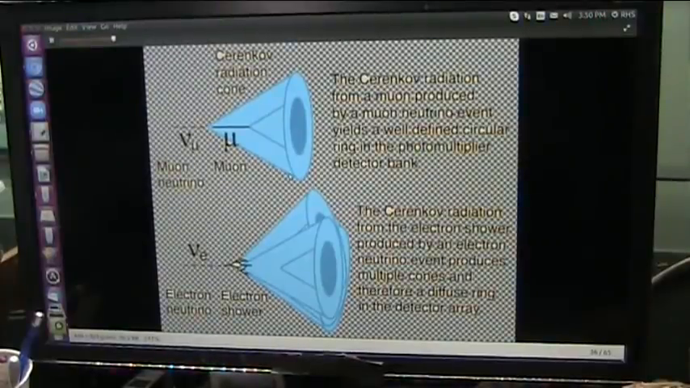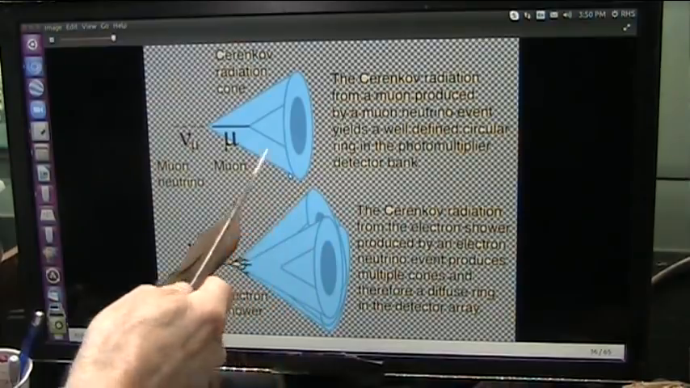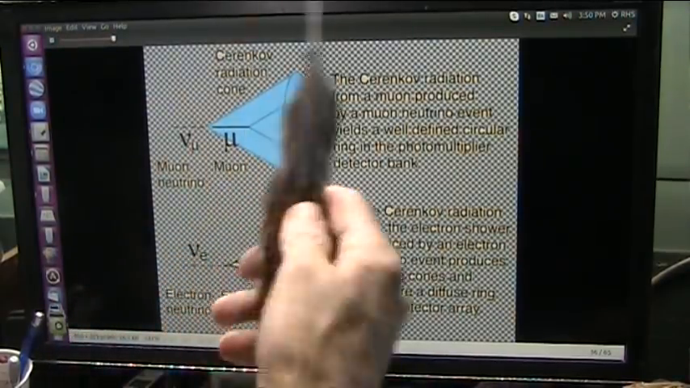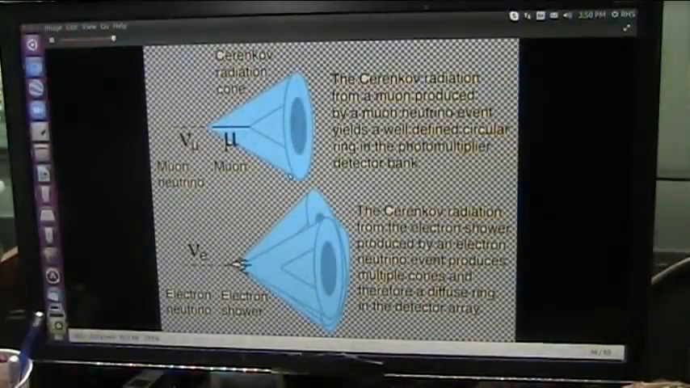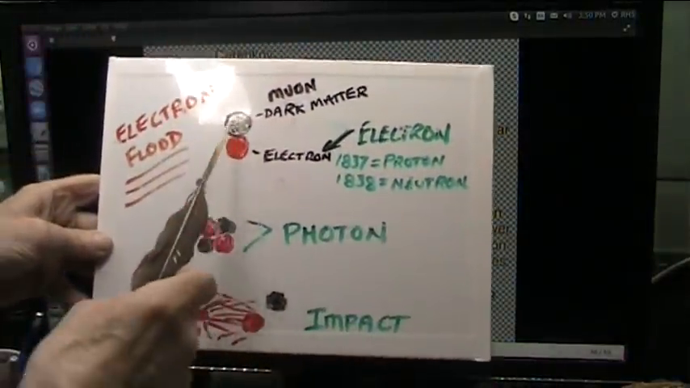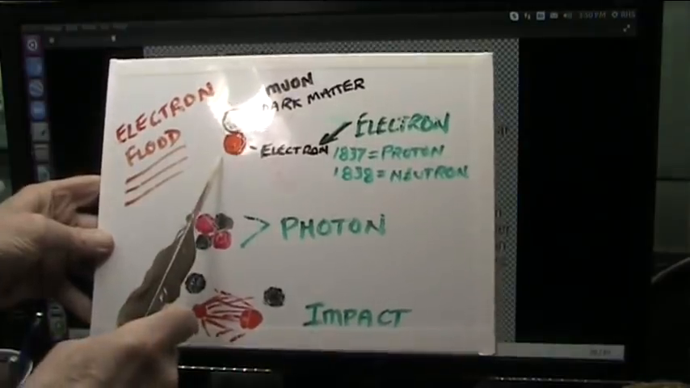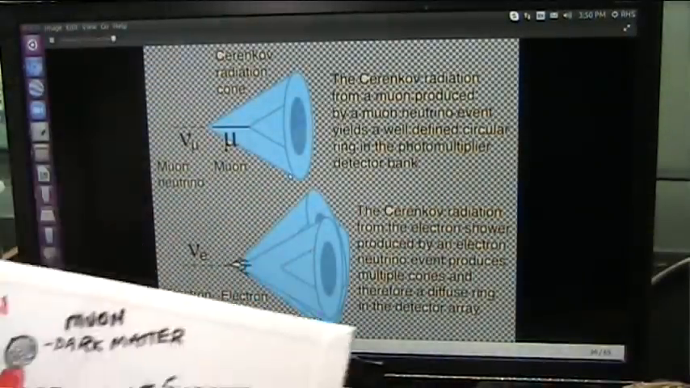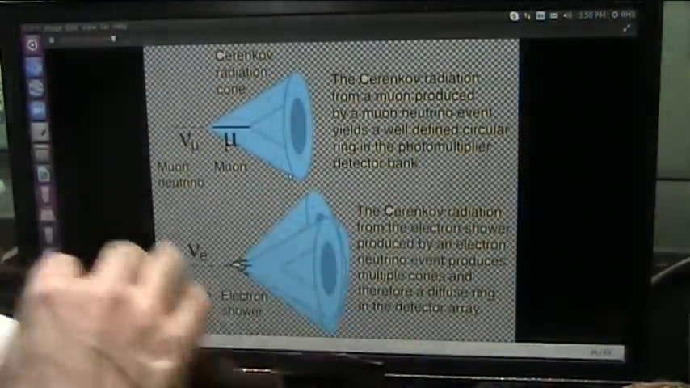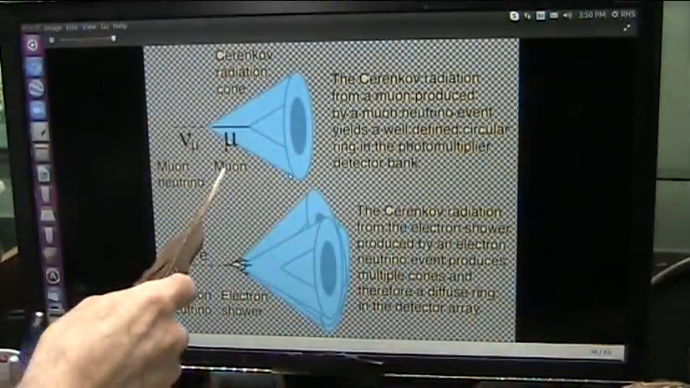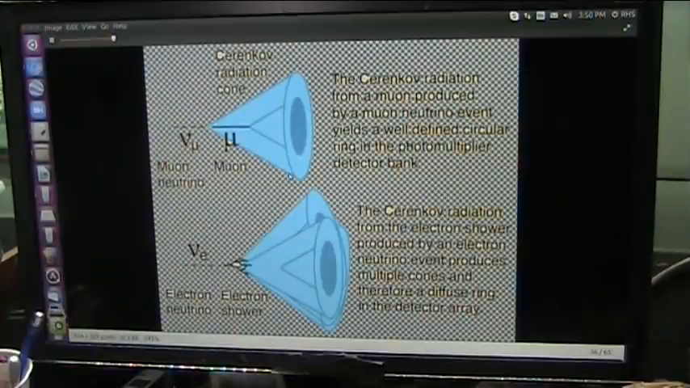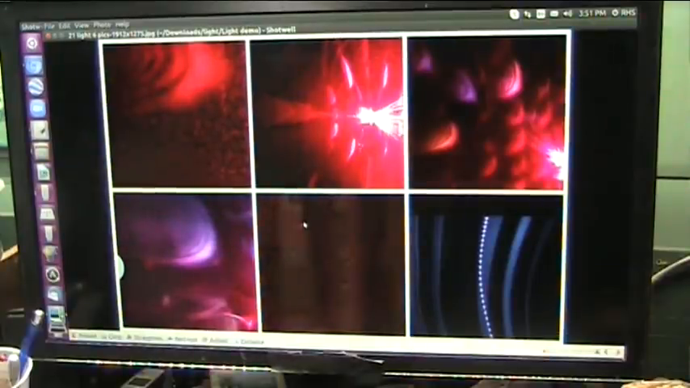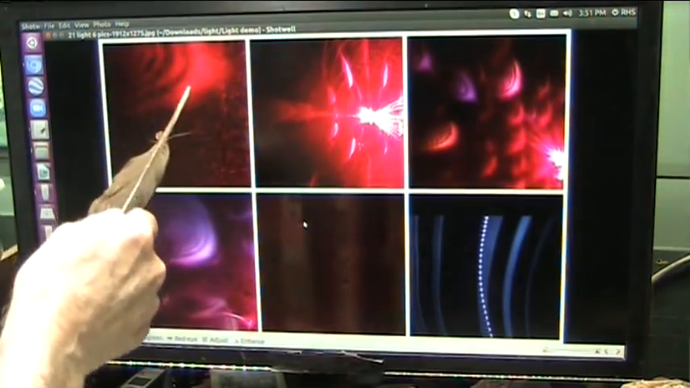Okay, my friends, this is what CERN is looking for, is muons, which are, in my world, that black ball. Okay, right here. That's the muon, and then an electron, which is there. And the electron creates showers, and I'll show you. So you got a muon, and you got your electron showers. And here they are. Let's just take it from the top. Pulse red laser, don't forget.